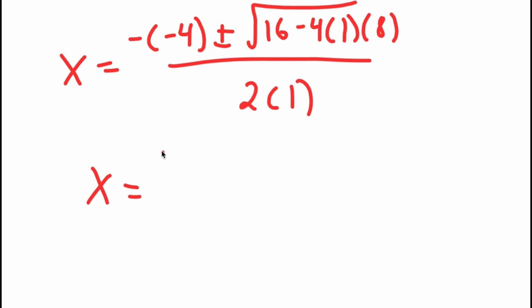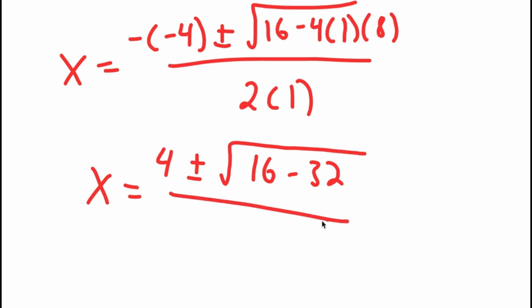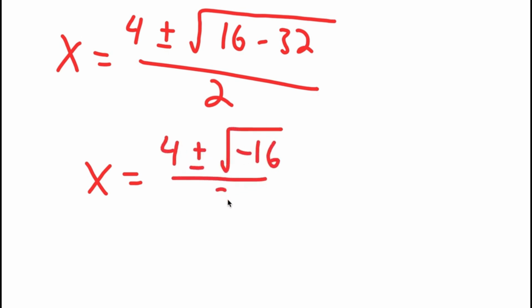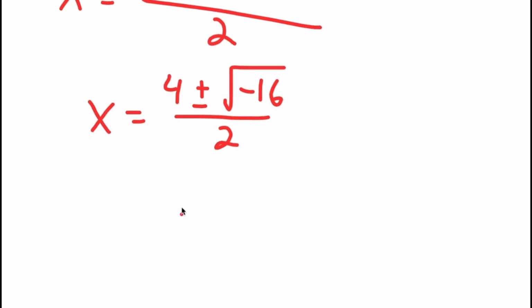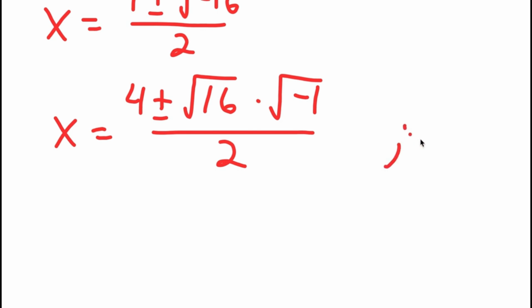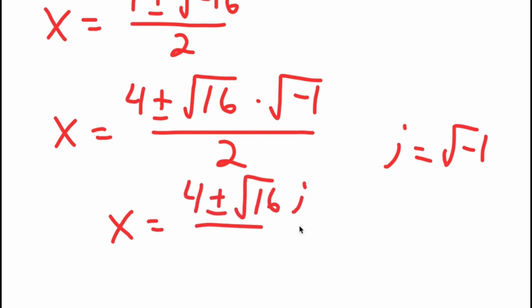And now this is equal to 4 plus or minus the square root of 16 minus 32 over 2, which is equal to 4 plus or minus the square root of negative 16 over 2. And now the square root of negative 16, that's the same thing as the square root of 16 times the square root of negative 1. And now I have this over 2. And if you guys didn't already know, the imaginary number i is equal to the square root of negative 1. So now I have x is equal to 4 plus or minus the square root of 16 i over 2.